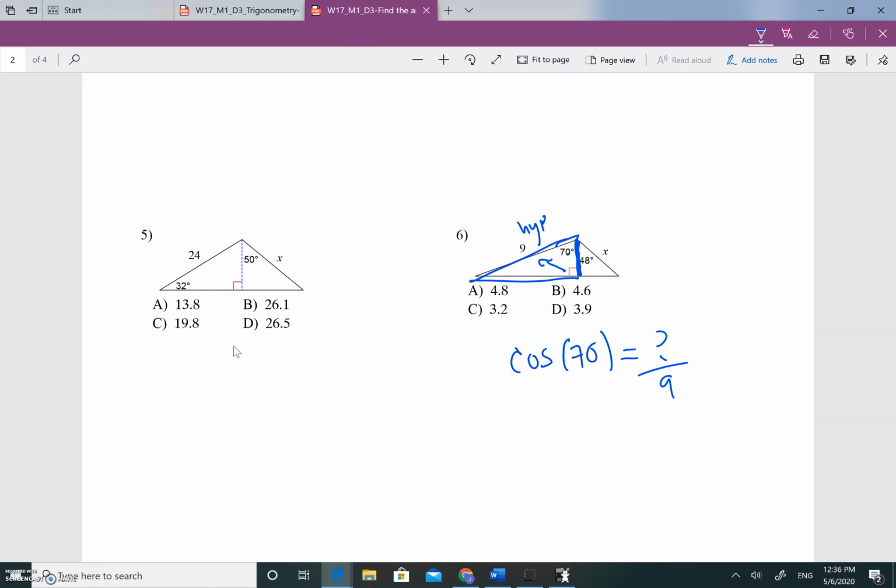For all of these, again, what you are doing is finding this side. In a way, this is always the side that you want to find. In this case, this is going to be my opposite, and this is going to be my hypotenuse, right? So opposite and hypotenuse, that's going to be sine.